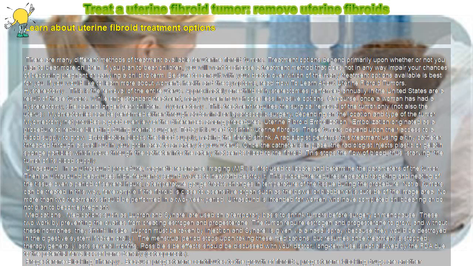Ultrasound. In an ultrasound procedure, magnetic resonance imaging, MRI, is first used to locate and determine the parameters of the tumor. Then an ultrasound beam uses high-frequency sound waves to heat and destroy it. This procedure requires repeated targeting and heating of the tissue over a period of several hours. A temperature gauge tracks changes in temperature of the tissue during the procedure.